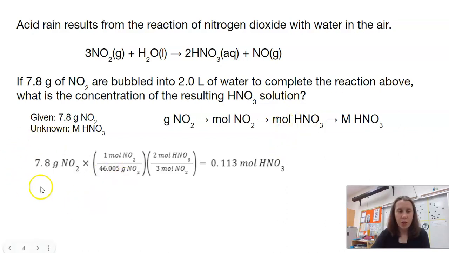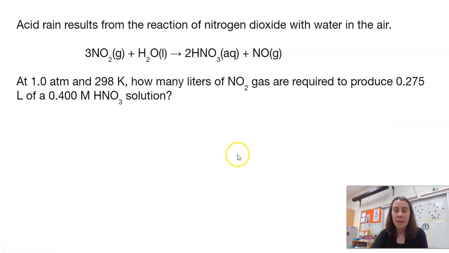So what we're going to do is go from 7.8 grams of NO2 to moles using our molar mass from the periodic table, and then we'll do the mole-mole ratio from our balanced equation. 3 moles of NO2 will make 2 moles of HNO3, so that's where the 3 and the 2 come from. So in this reaction, we'll make 0.113 moles of HNO3. If we take that number of moles and dissolve it in 2 liters of water, then that number of moles per 2 liters gives us a molarity of 0.057 molar.